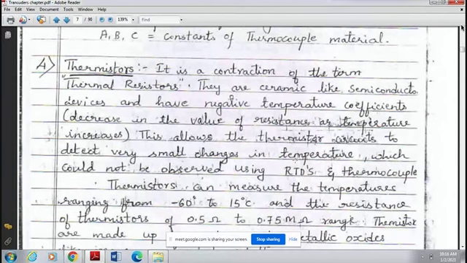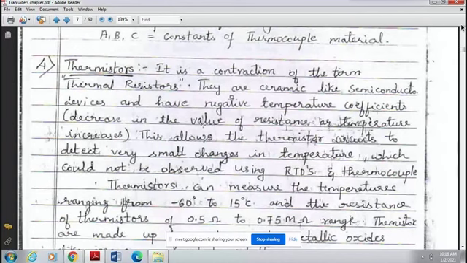It also works on the principle of heating, like sensing heat. They are ceramic materials like semiconductor devices and have negative temperature coefficients: a decrease in the value of resistance as temperature increases. That is what negative temperature coefficient is termed as. So these thermistors are ceramic-like semiconductor devices, and they have a negative temperature coefficient.